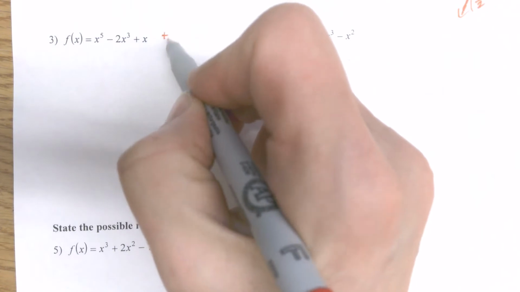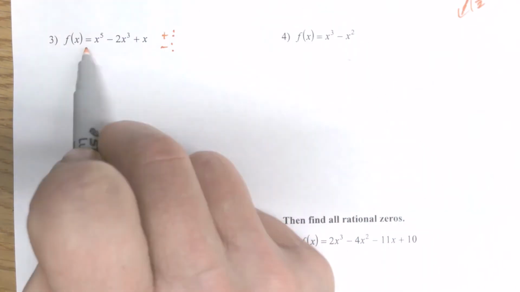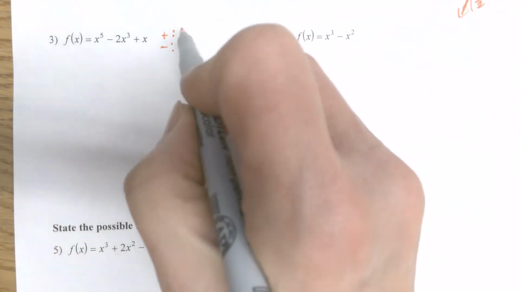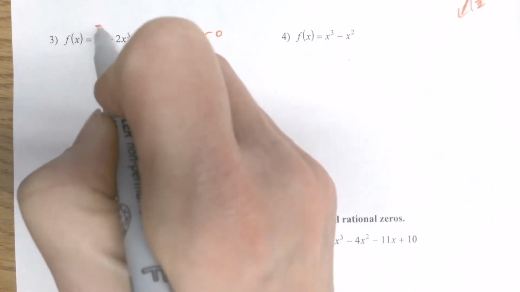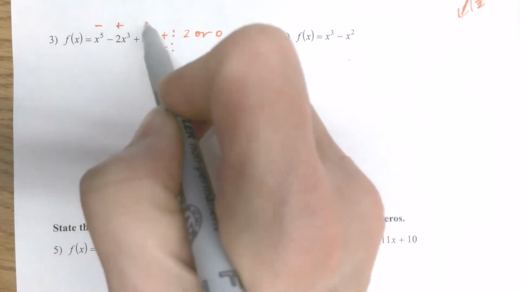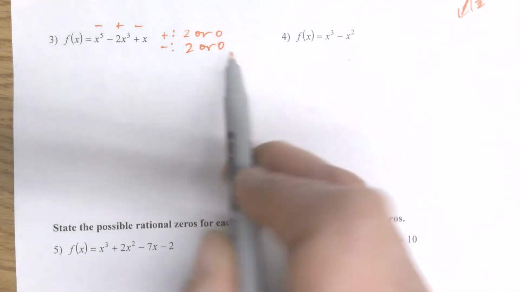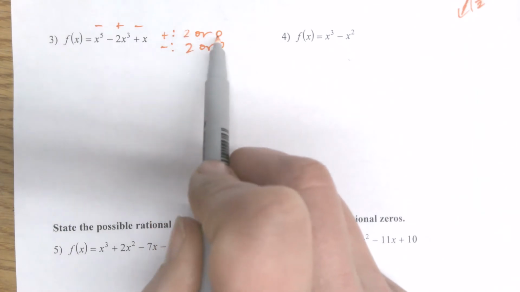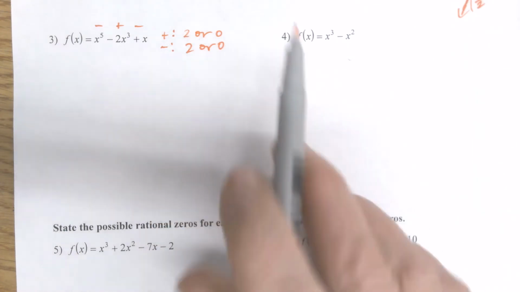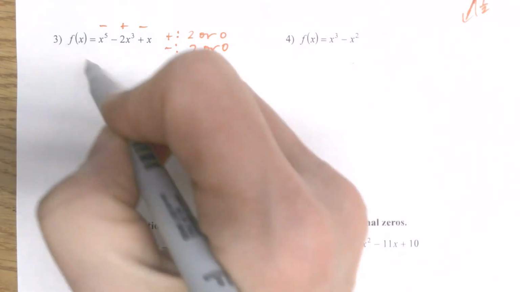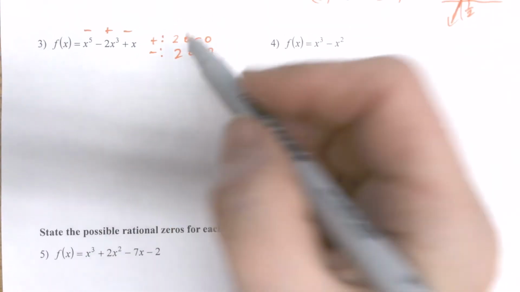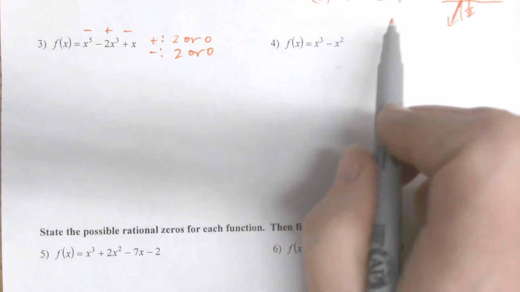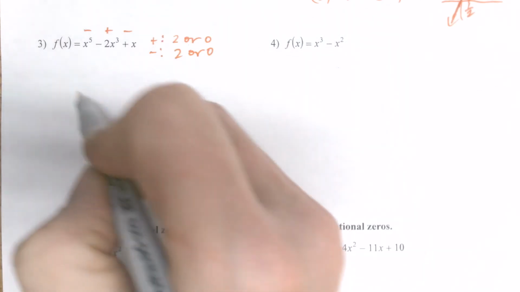I'm going to again go through positive zeros, negative zeros: 1, 2, so 2 or 0 again. For the negatives, it's negative, positive, negative: 1, 2, so that's 2 or 0. That tells me I have 2 or 0 positives as well as 2 or 0 negatives. This is again going to be real helpful when we get into our graphing. Right now I just use it as a way to help me check my answers.